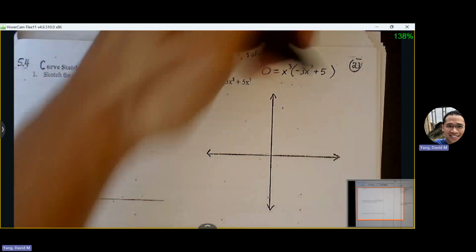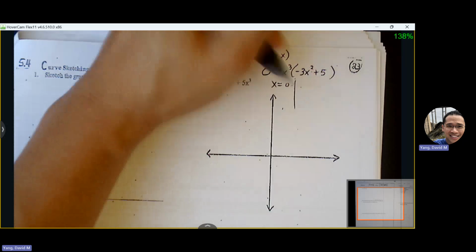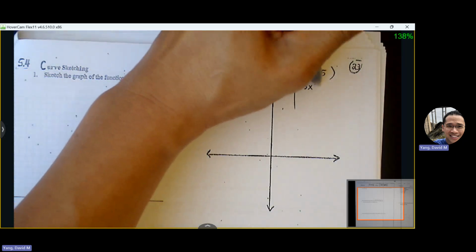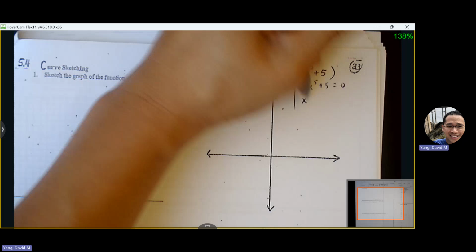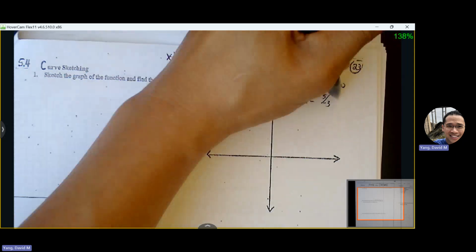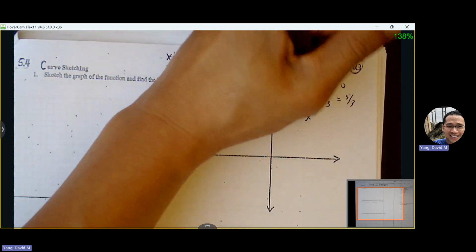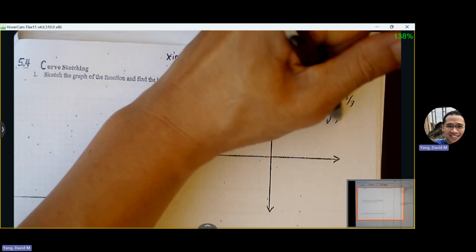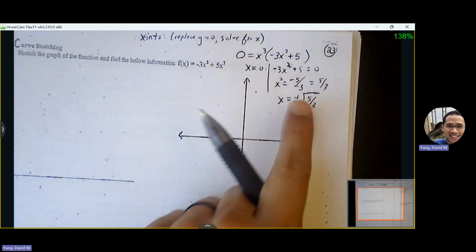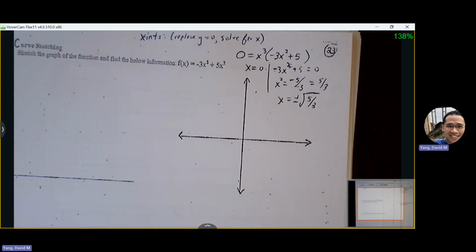If I solve for x, x cubed equals 0, that's just going to be 0. That's going to be the origin. If I set negative 3x squared plus 5 equal to 0, I get x squared equals negative 5 over negative 3, which is 5/3. If I take the square root of that, I get plus or minus the square root of 5/3, which is going to end up being 1 point something. We can use our calculator to find it's around 1.1, 1.2-ish. It just helps anchor our graph. We know that our graph is going to be along those points.